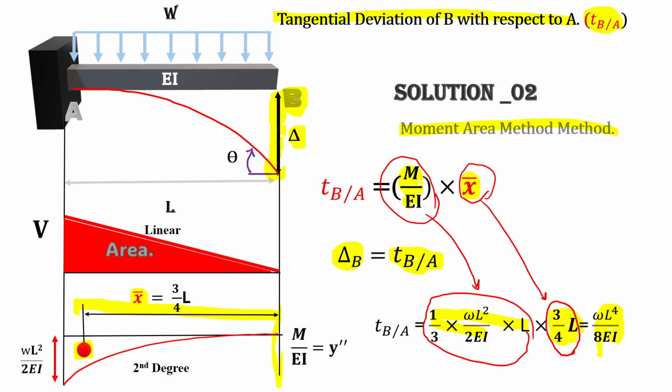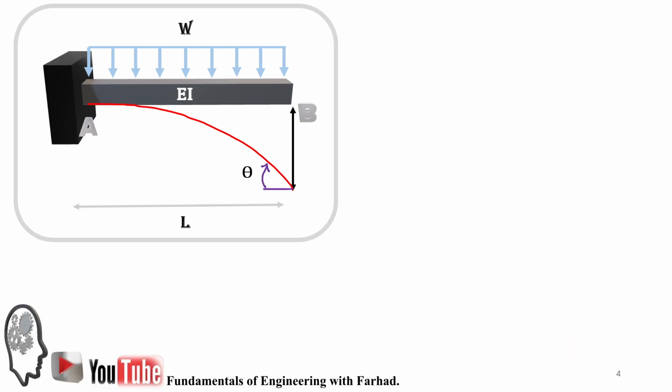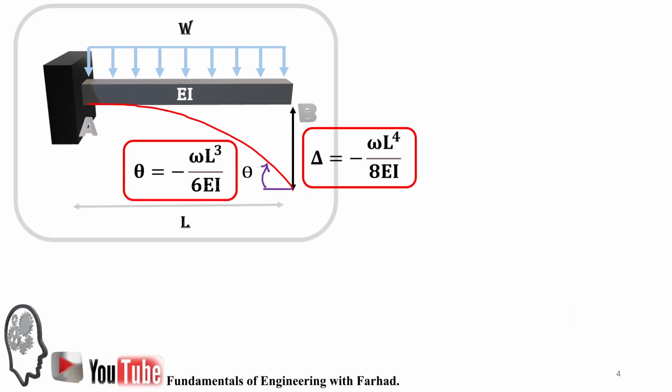You can see how this method is faster than the classical method, which is the integration. You have to come up with the equation of moment and then integrate it twice to get the delta from moment. And this is far faster and gives you the delta and theta much faster.